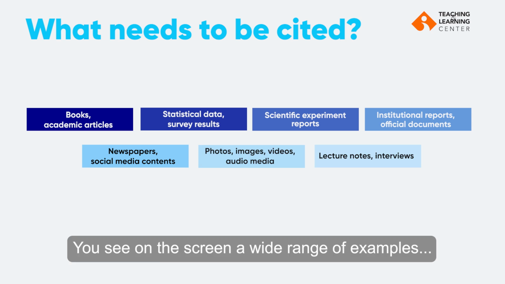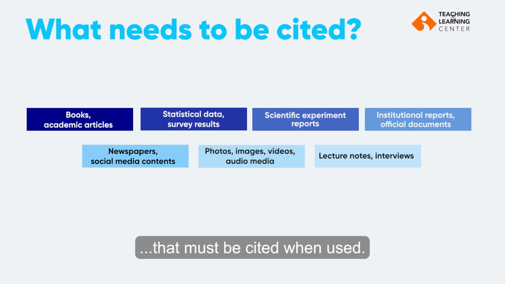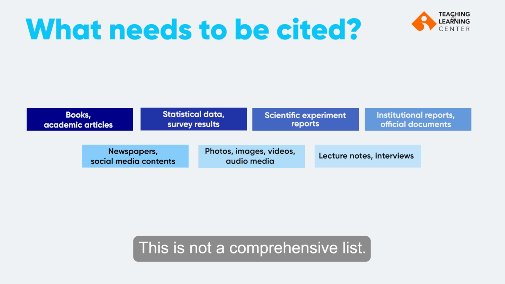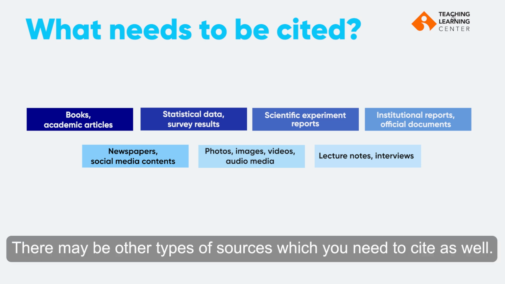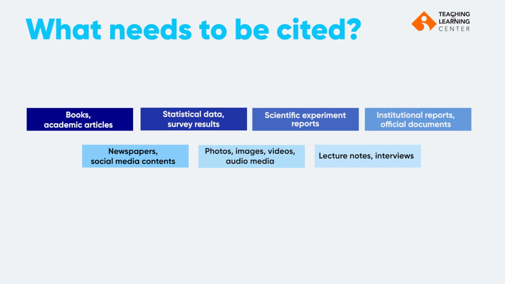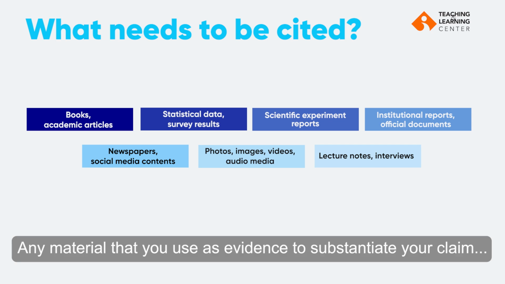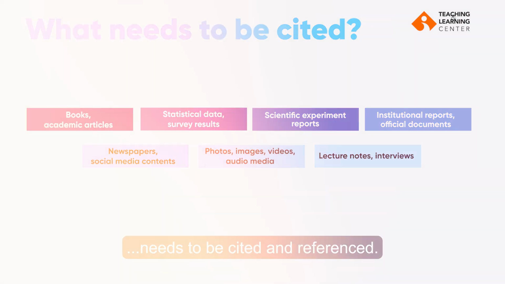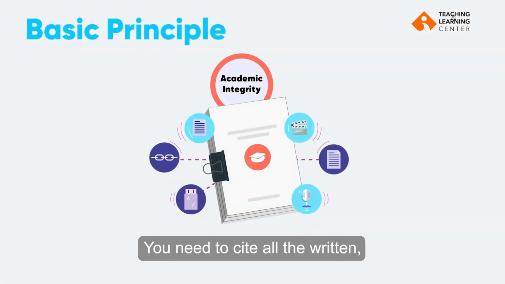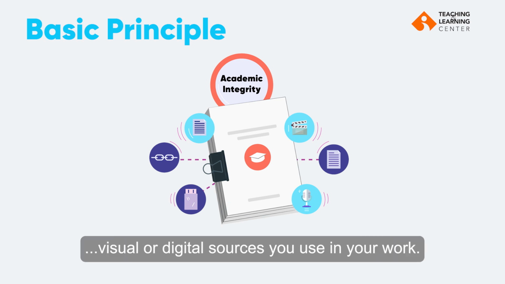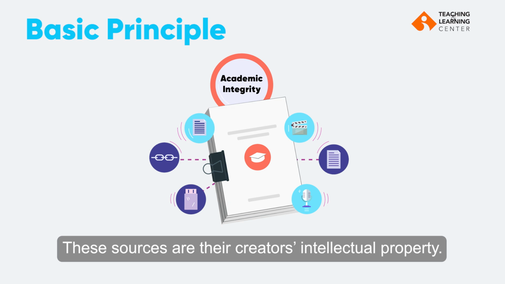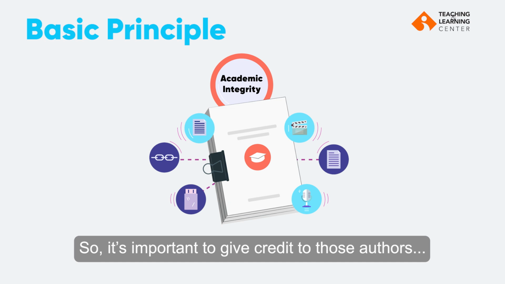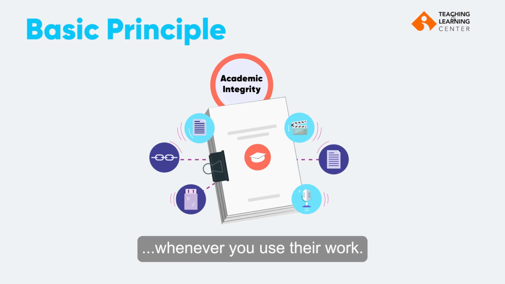You see on the screen a wide range of examples that must be cited when used. This is not a comprehensive list. There may be other types of sources which you need to cite as well. Any material that you use as evidence to substantiate your claim needs to be cited and referenced. The basic principle is you need to cite all the written, visual, or digital sources you use in your work. These sources are their creators' intellectual property. So, it is important to give credit to those authors whenever you use their work.